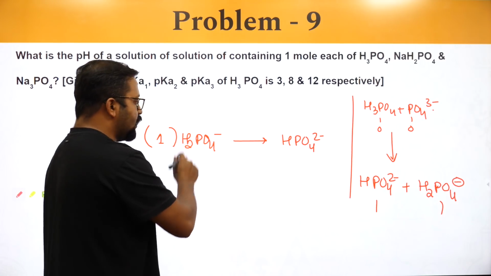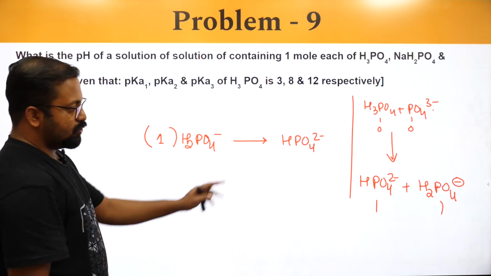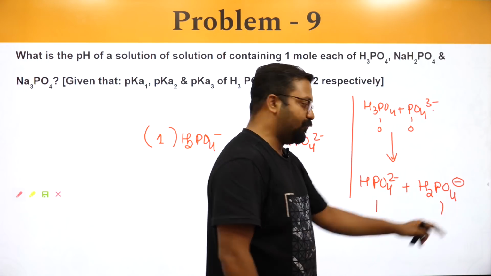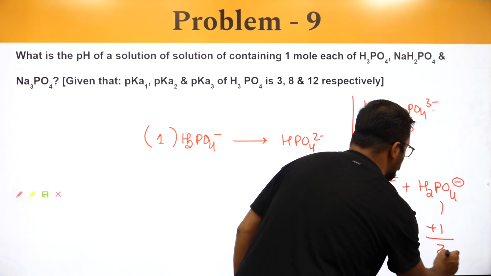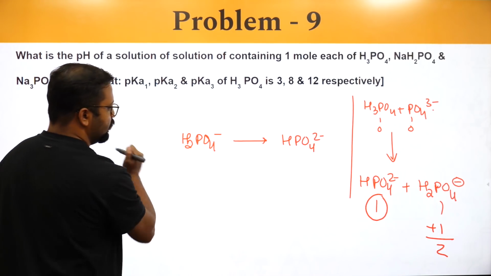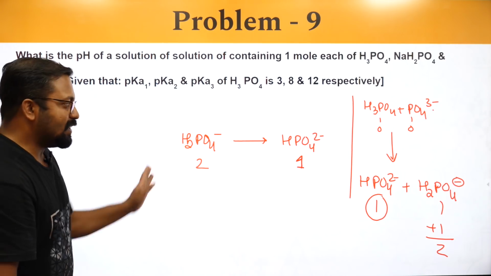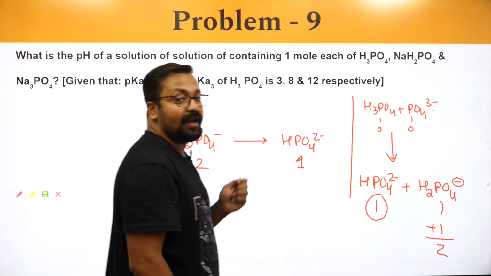So what was the initial amount of H2PO4 minus taken? 1 mole. So 1 mole plus 1 mole newly formed. So that becomes a total of 2 moles, and this is 1 mole of HPO4 2 minus. So this is 2 mole, this is 1 mole. What is the relation between these two? They are a conjugate acid-base pair.